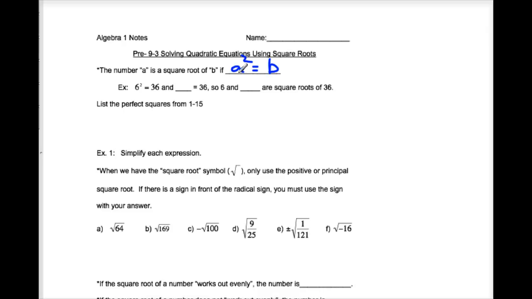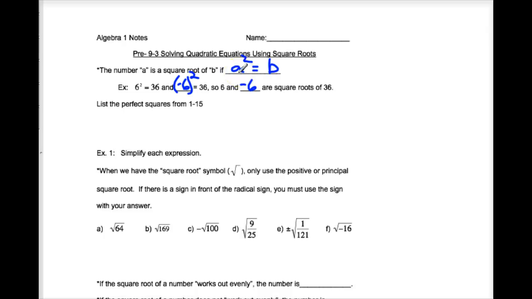But did you guys know that there's another number that you square and makes 36? What number is it? Negative 6. What do you got to put around it? Parentheses. Negative 6 with parentheses around it also makes 36, which means, based on the previous sentence, the square root of 36 is also negative 6. So 6 and negative 6 are square roots of 36.